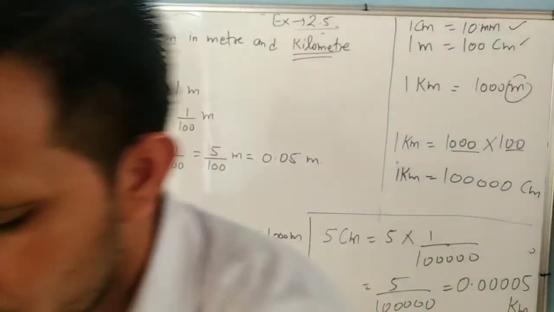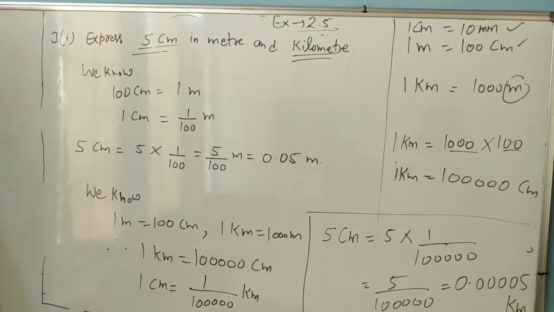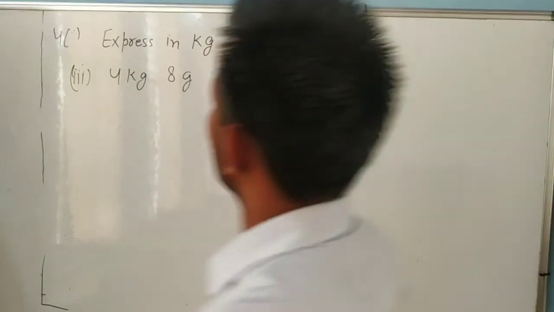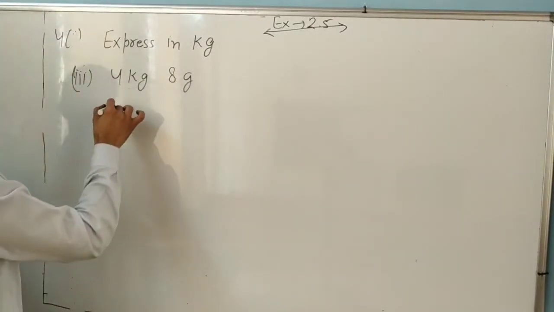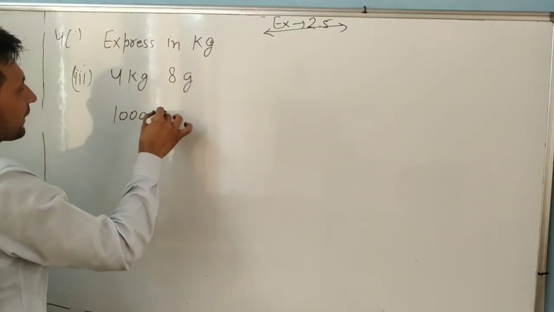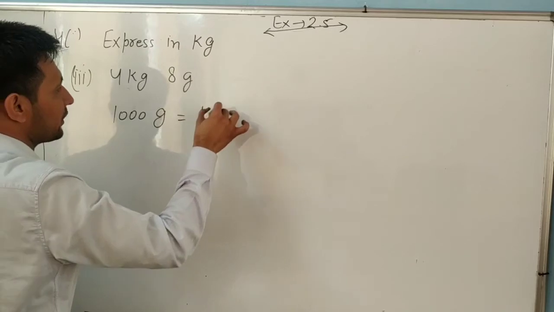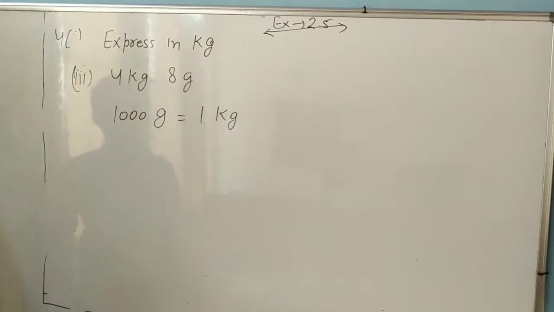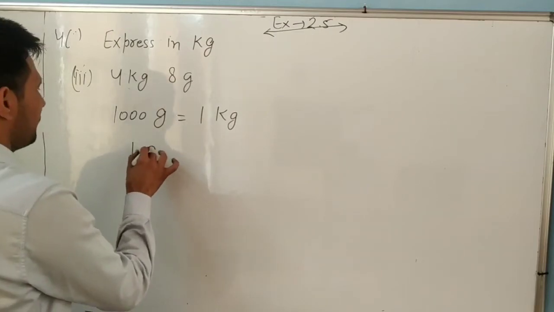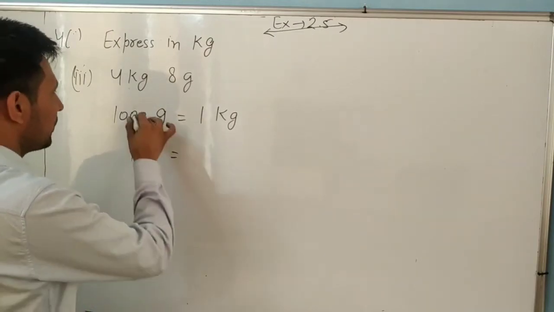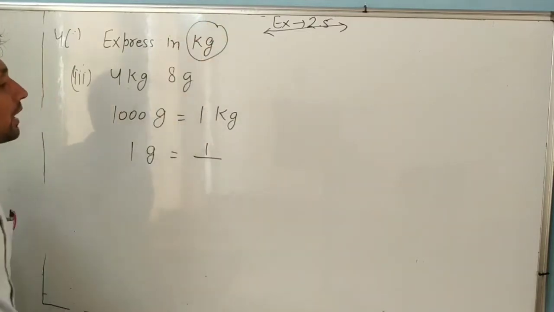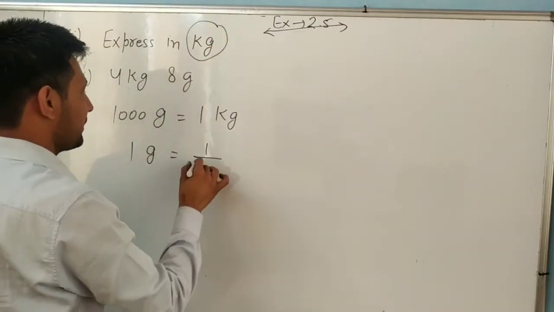Okay. Now question number 4, dear. Express in kilogram. So you should know how much you have to write. 1000 gram equal to 1 kg. Okay, everyone know? And 1 gram equal to 1 by 1000 on the other side, because we want to change in kilogram.